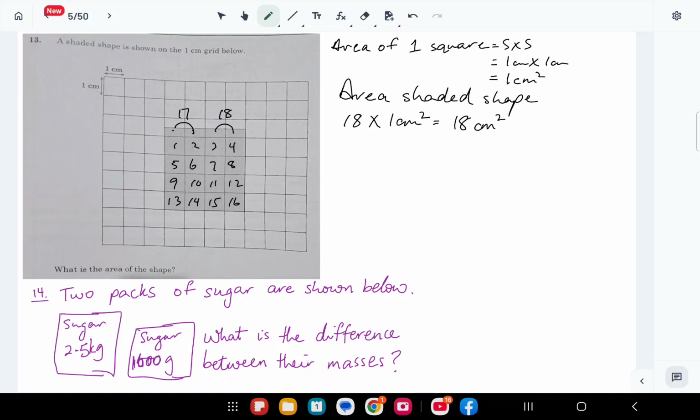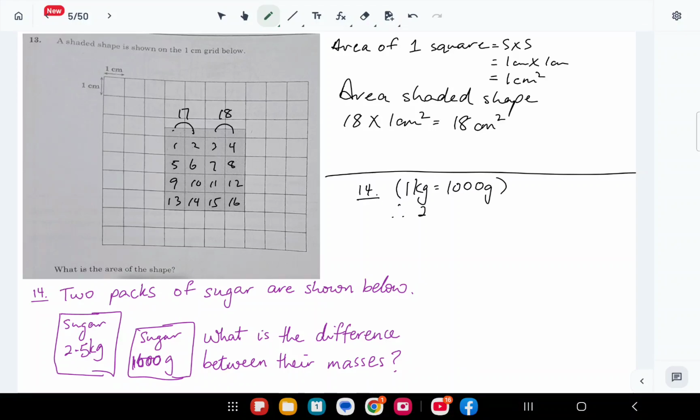Moving on now to number 14. They said 2 packs of sugar shown below. We have one sugar is 2.5 kilograms, next sugar is 1600 grams. What is the difference in their mass? We have a difference in units. So what we need to do first is to work in like units. So we need to change the grams into kilograms, or vice versa. So we know 1 kilogram is equal to 1000 grams.